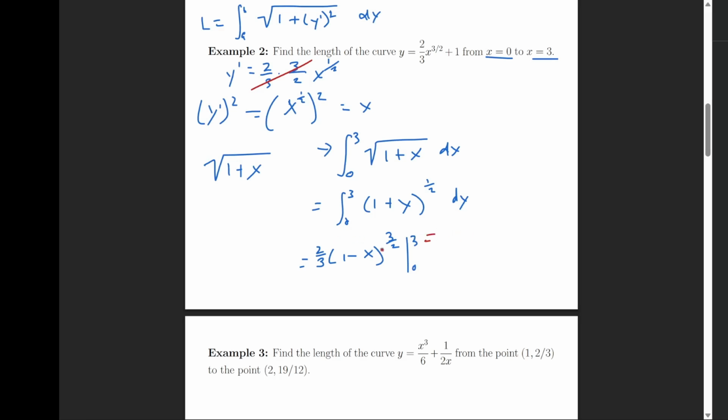So the whole thing's going to be times this, so then plug in the 3, right? So we have 1 minus 3, what am I saying? That's negative 2. Whoa, wait a minute, sorry, this is a plus sign. I was like, where did the negative come from? Okay, so 1 plus 3, 4 to the 3 over 2, minus 1 plus 0, so that's 1 to the 3 over 2.